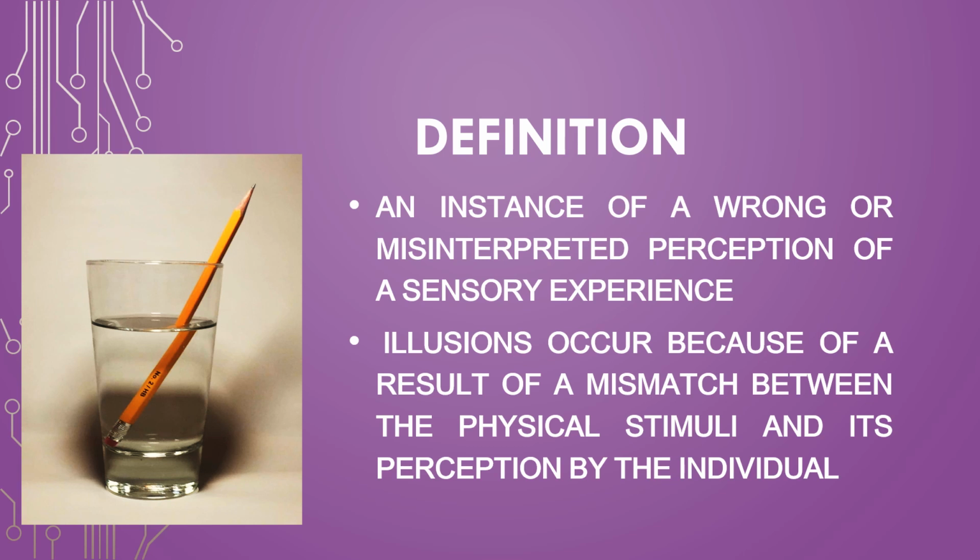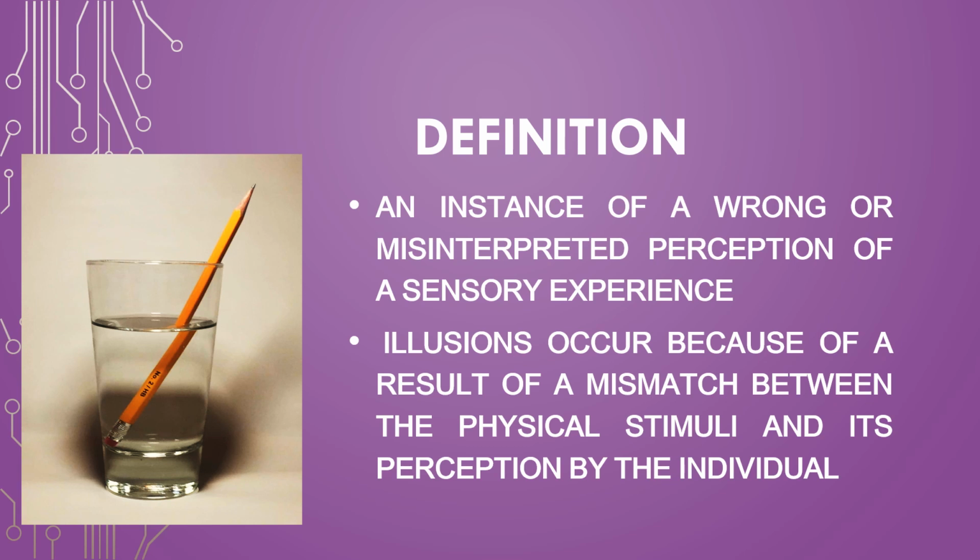A common example is how a pencil appears to be bent when it is placed in a glass of water. Illusion occurs because of a mismatch between the physical stimuli and the perception by the individual. The mismatch is caused by incorrect interpretation of the information received by our sensory organs.